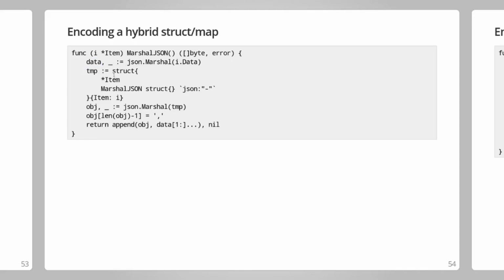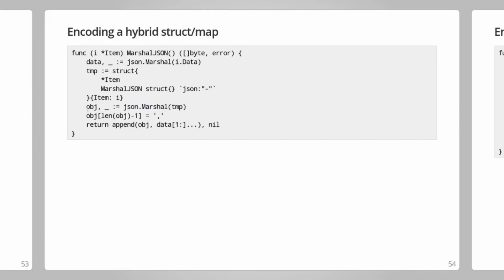Then again, I use an anonymous struct type for the marshaling. I embed item inside of it, and same as before, I create this empty struct field called MarshalJSON to avoid the infinite loop. In addition, I added this JSON tag. If I don't do this, then the output will contain something called MarshalJSON with no fields, which I don't want. Then I marshal this temp value into raw data called obj.